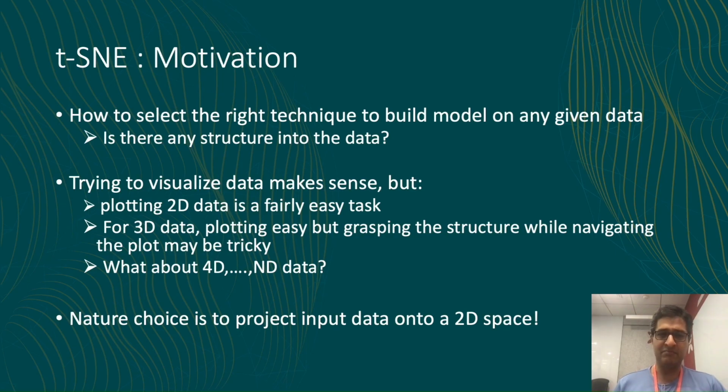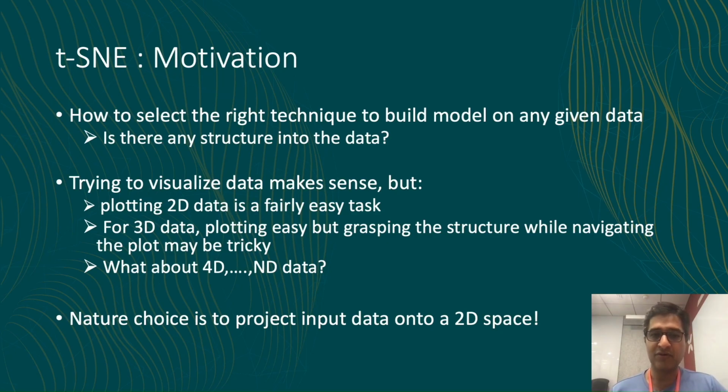But then we rarely have problems where you have 2 or 3 features at max. Usually there is a much larger number of features. What happens when you have 4-dimensional data, or n-dimensional data to visualize? What happens then? The natural choice, or the method adopted, is to project your entire input data into a 2-dimensional space. Now, that's an interesting concept, but how do you do that, right?